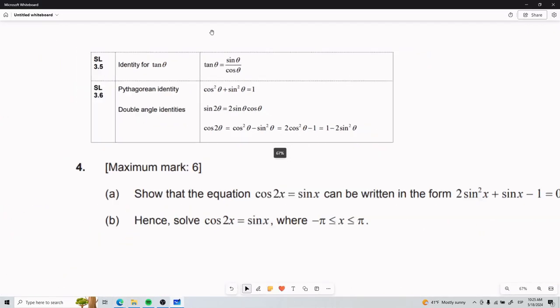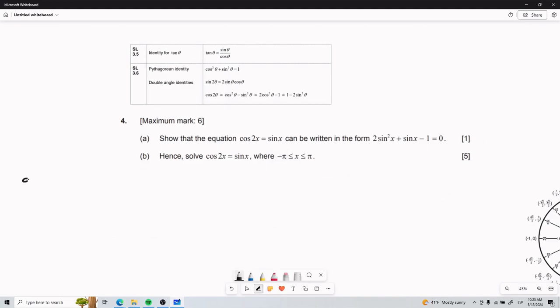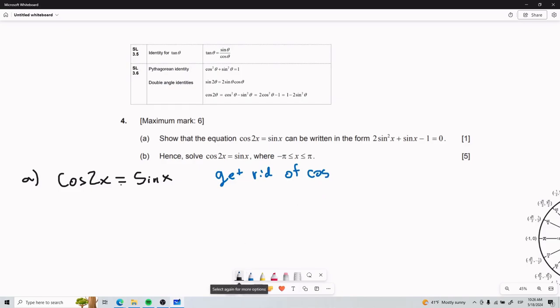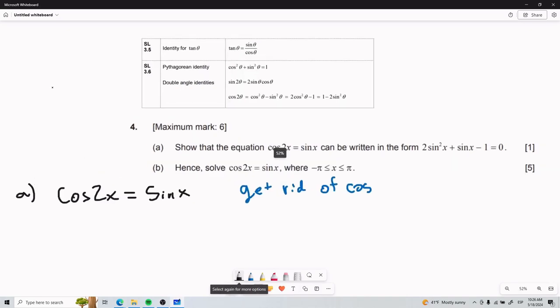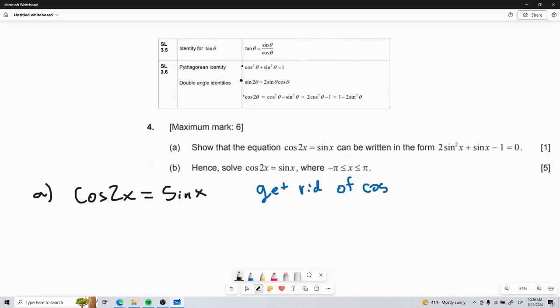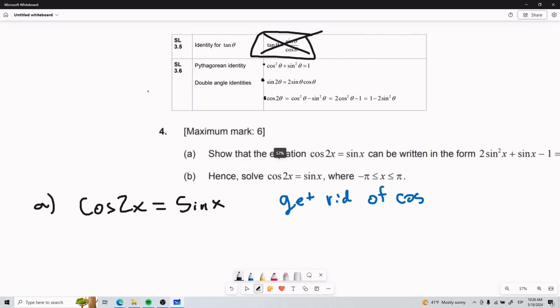So for part A, now that we understand our tools and our approach, we have cosine 2x equals sine x. My only objective for now, because a lot of times we think we need to reach this, and you focus so much on this that you get confused, is to just get rid of cosine. Once you get rid of cosine, everything will flow. So let's get rid of cosine slowly but surely. Which of these properties, specifically these 3 because we don't have tangent up here, so we're going to forget about that, could help me?